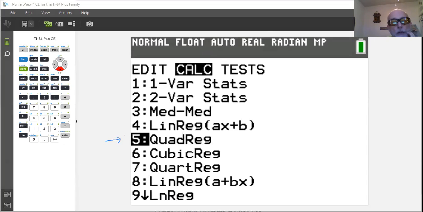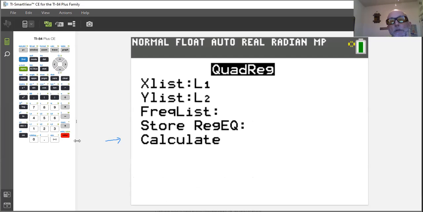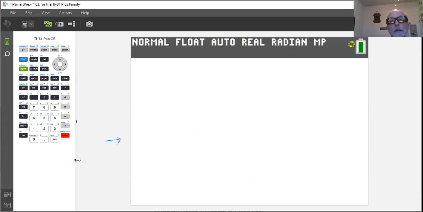Okay, so if I hit enter, it's going to take those 3 dots, and it's going to ask me first, the X numbers are in list 1? Yes. The Y numbers in list 2? Yes. That's the way we did it. And then all this other stuff we don't need to know. All we have to do is calculate. Now this is one of the new calculators, right? So if yours is older, yours might not have all these things. Just hit calculate. You're done. All you have to do is hit calculate and it tells you.